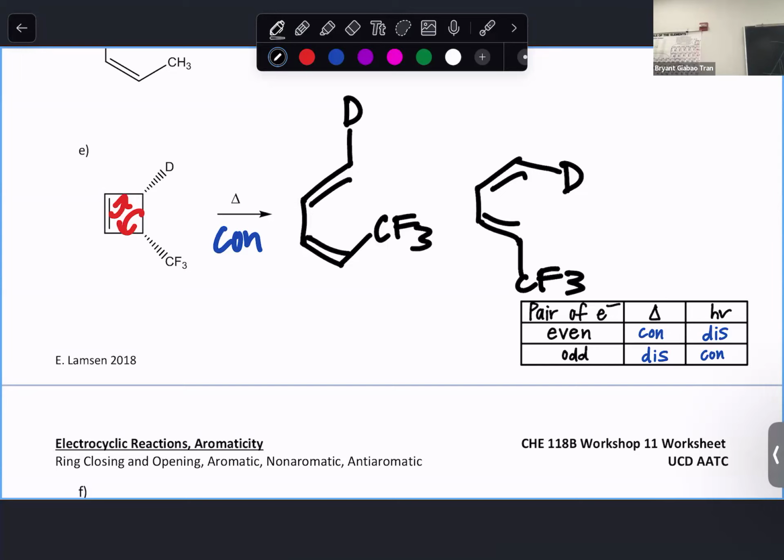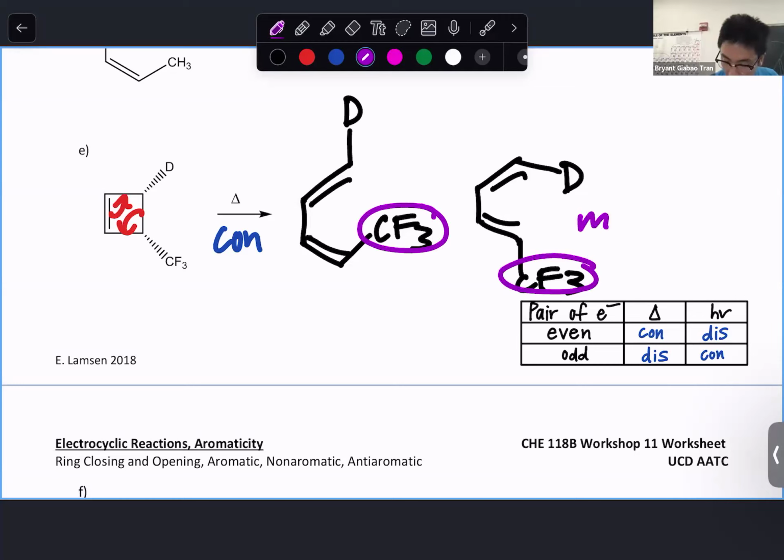So the major one would be the one that has the less steric hindrance. Yeah, the second one, that's right. Because our bulkiest group here is the CF3 group. That's bulkier than the deuterium. Think of it as a hydrogen atom.